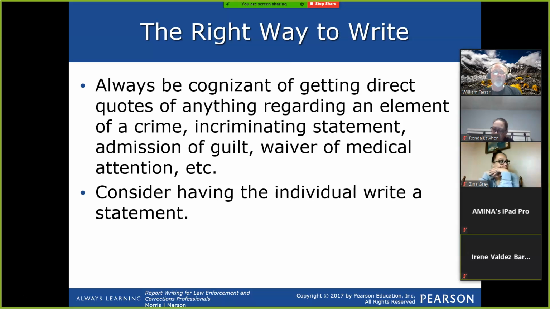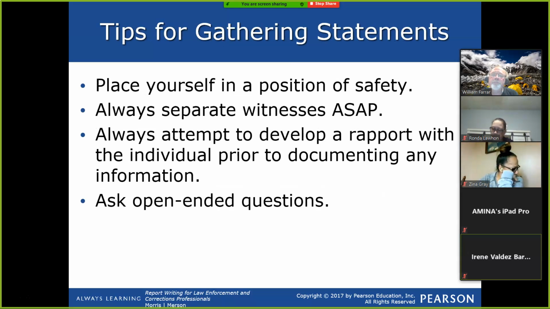That he was there, so you put him at the crime scene, even though he denies doing it, but that's a good thing. Any admissions of guilt, any waiver for medical attention, a lot of those things are important to quote. And then some departments actually have the person write a statement out. We've done that before on larger cases, and it's not a bad thing to do, or you don't have to. But these are things that are just at your disposal if you want to have somebody write out a statement, if they're willing to talk to you and willing to write that statement out.